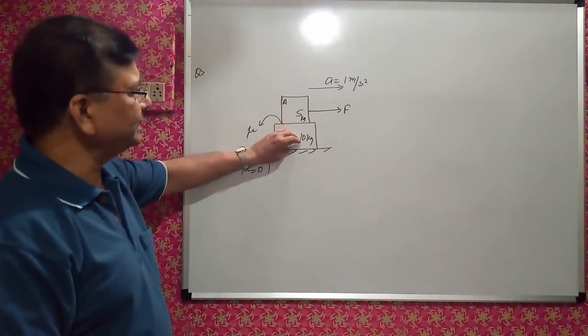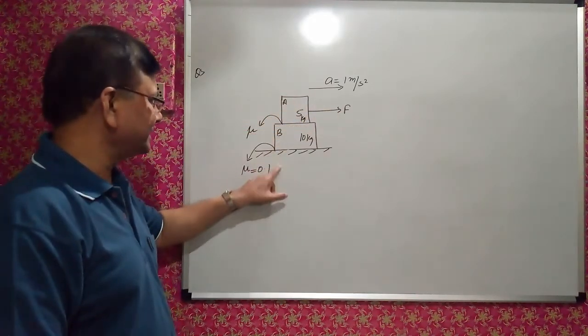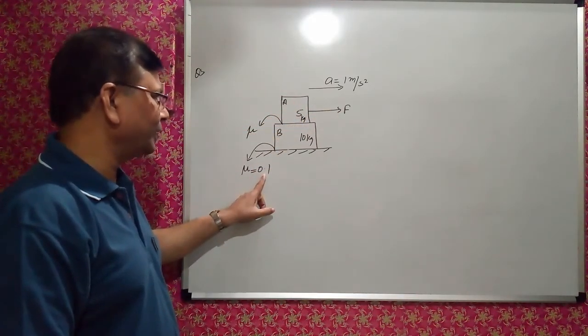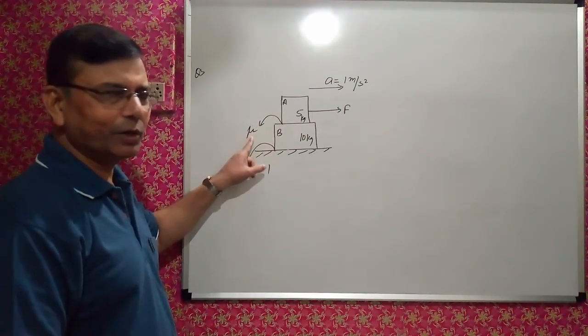एक मास 10 kg, उसके ऊपर 5 kg, इसके ऊपर कुछ फोर्स लगा है. इसके बीच का कोएफिशिएंट ऑफ फ्रिक्शन 0.1. इसके बीच का कोएफिशिएंट म्यू है. दिस इज टू बी फाउंड आउट.